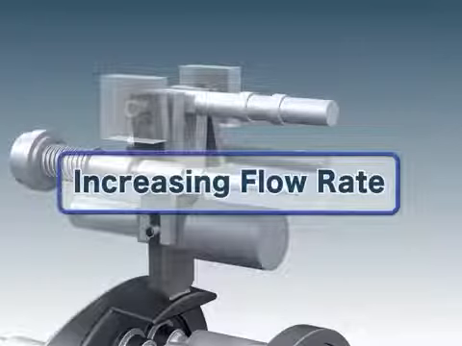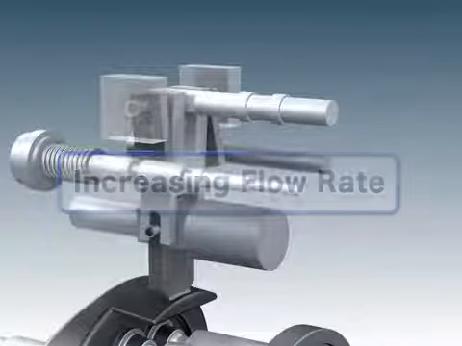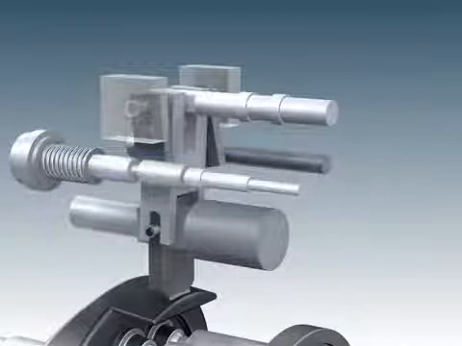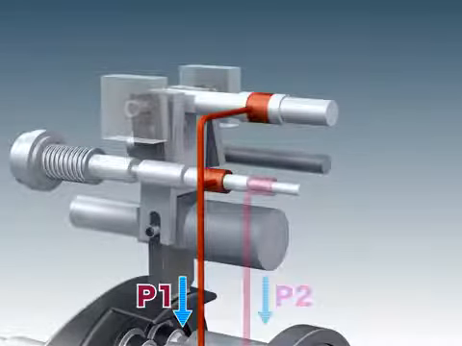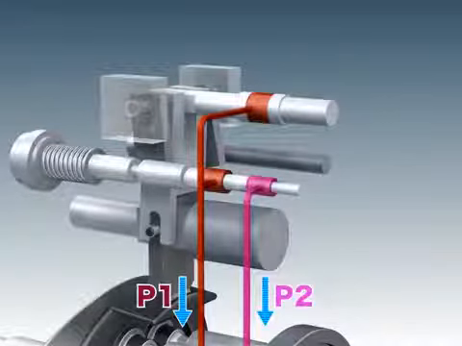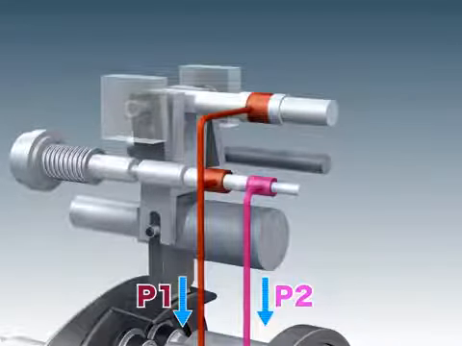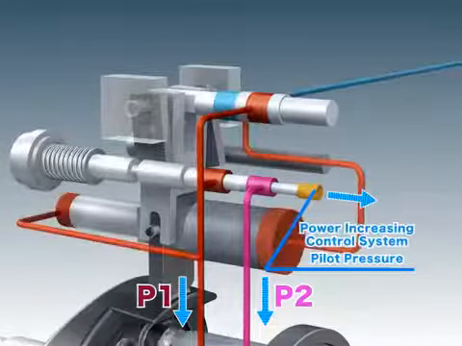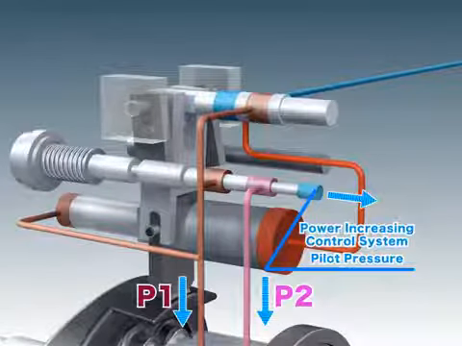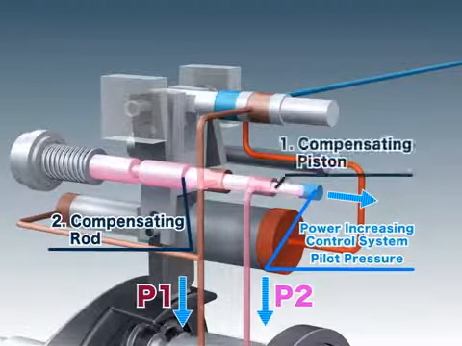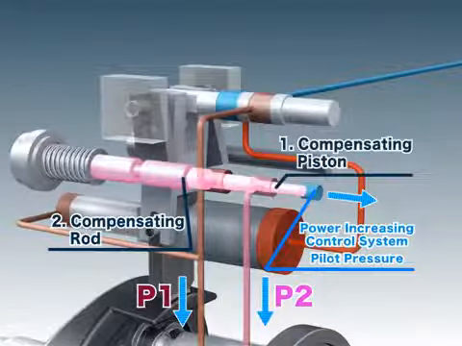Next, we will explain how the regulator increases the flow rate. When the delivery pressure of the pump P1 or of a companion pump P2 decreases, or when the pilot pressure is released by the power increasing control system, the compensating rod and piston are pushed back by their springs.